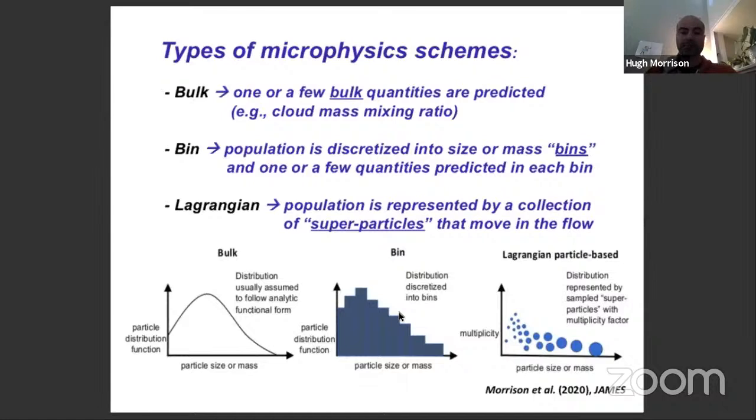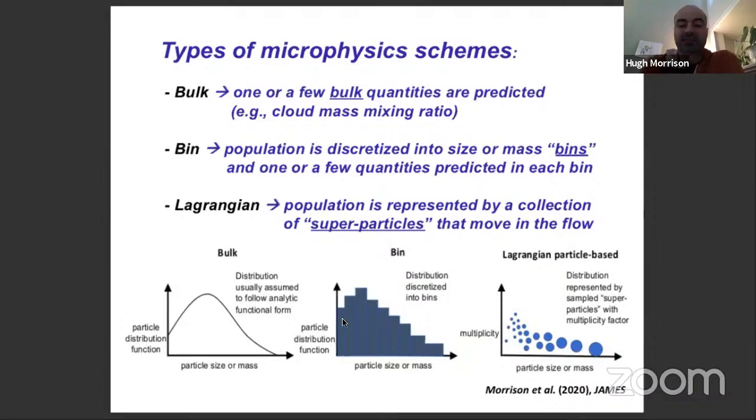So there are, very broadly speaking, three main types of microphysics schemes. Bulk schemes that predict one or a few bulk quantities for each cloud precipitation category. So this is usually things like cloud mass mixing ratio or cloud number in multi-moment schemes. And then the particle distribution is typically, but not always, assumed to follow some analytic functional form. In bin schemes, the population is discretized into different size or more often mass bins, and then one or two quantities are predicted in each bin.